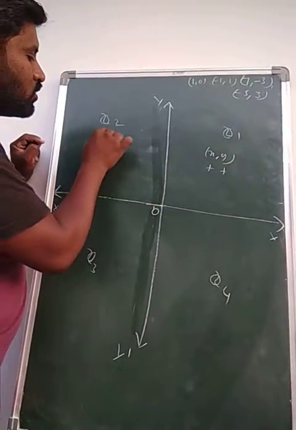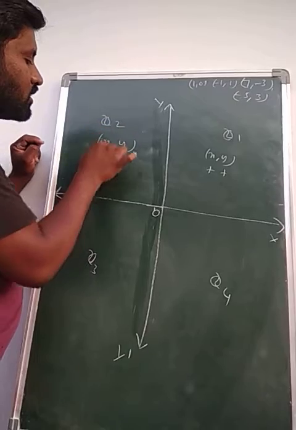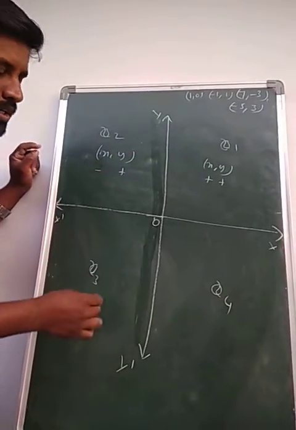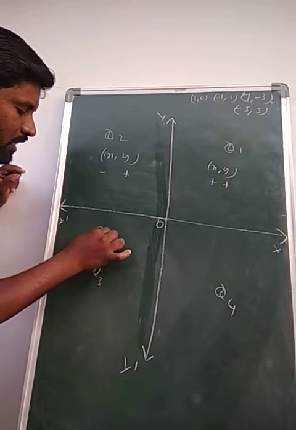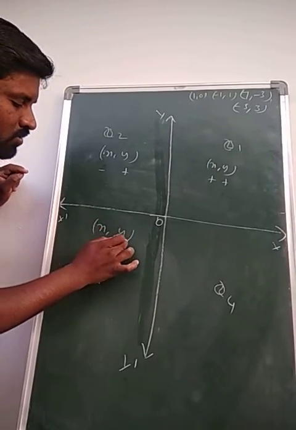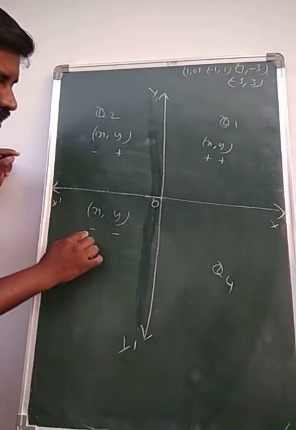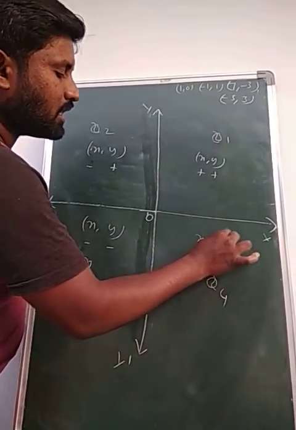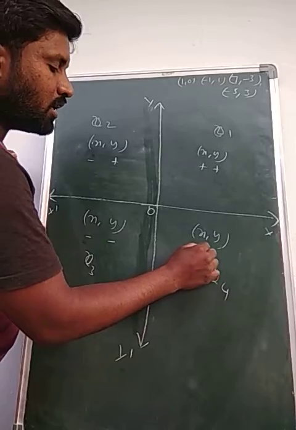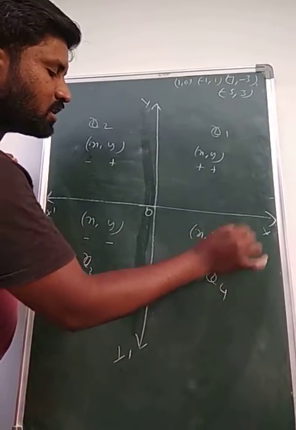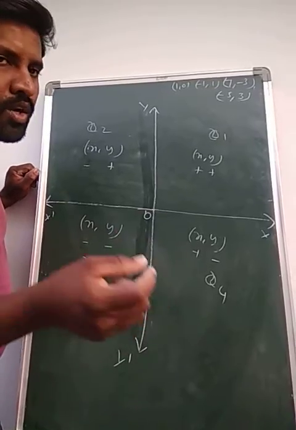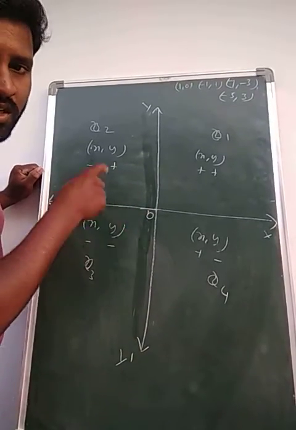In quadrant 2, x is negative and y is positive. In quadrant 3 the x, y values both are what, Nana? Negative. In quadrant 4, x is positive and y is negative. So this is useful when we are going to plot the points on the graph.